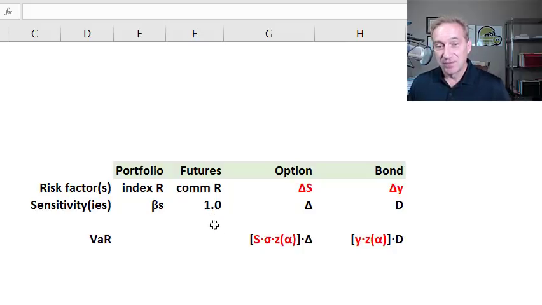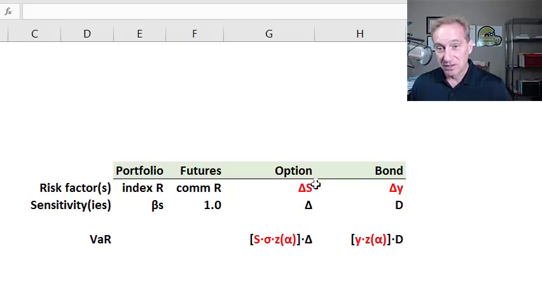In other words, when the underlying commodity price moves, we're pretty much 1 for 1 on the futures or forward contract. So then the two use cases I'm going to show you are the option and the bond. In the case of the option, we can map to several risk factors, including volatility, including gamma if we wanted to. But the first and most important is simply a change in the stock price.